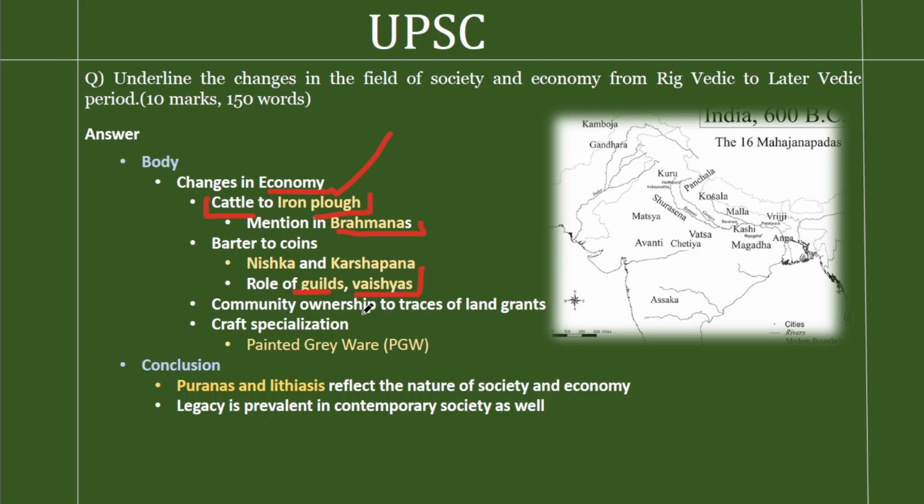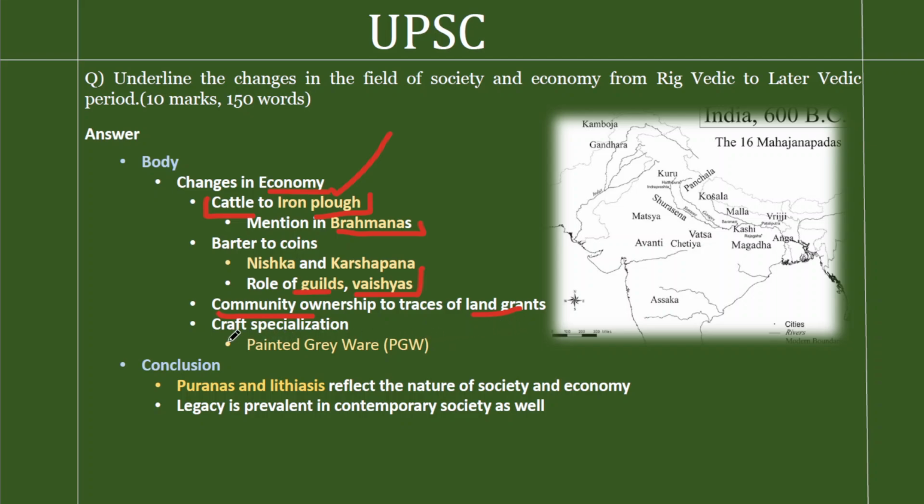The third point here is with respect to the ownership of land. In the early Vedic period, it's a more tribal, kinship-based society, so the ownership of land is community based. Whereas in the later Vedic period, you have traces of land grants starting. For example, land being donated to Brahmins by kings is known as Brahmadeya. Agraharas are the settlements that Brahmins make on that land. So such traces can be seen in the later Vedic period.